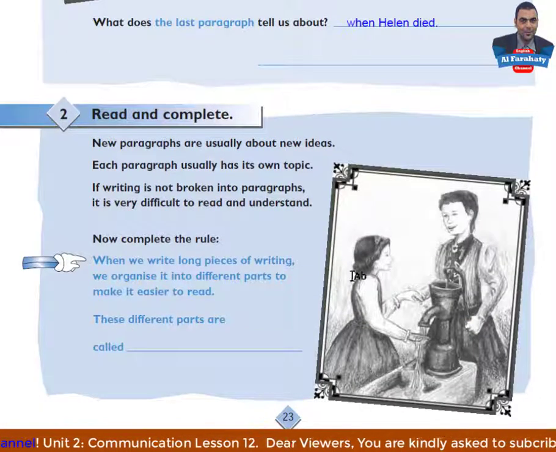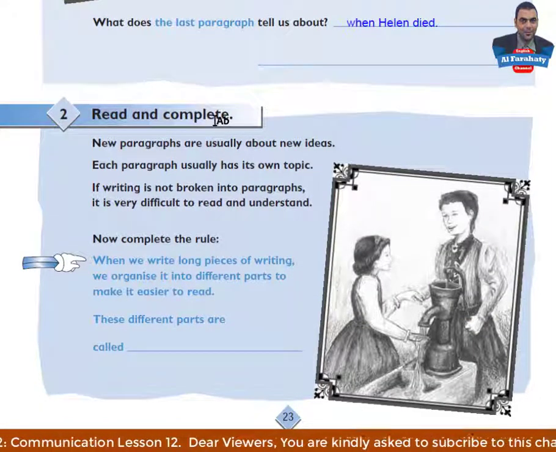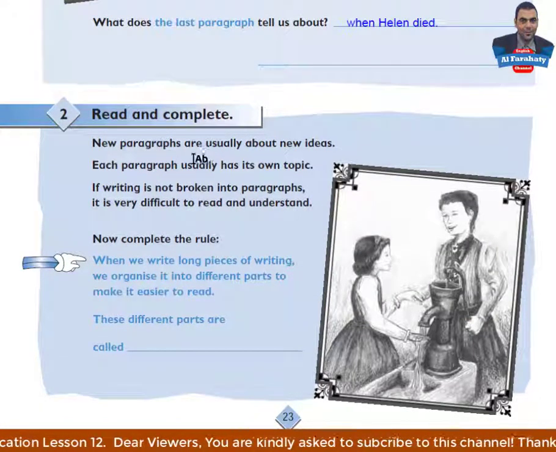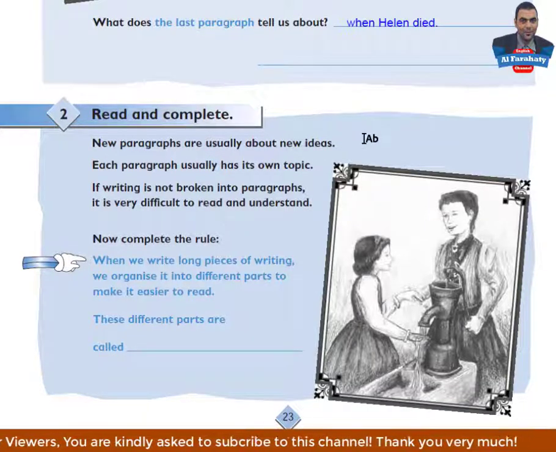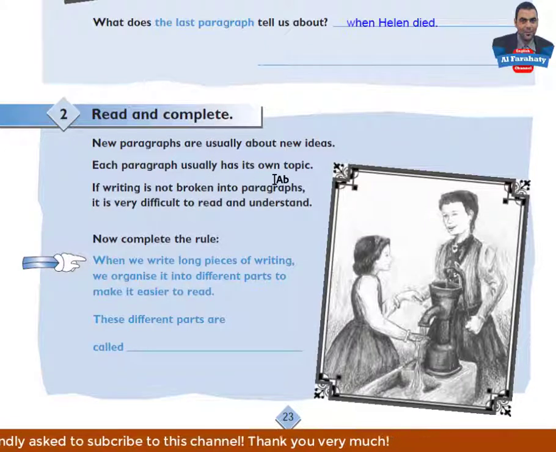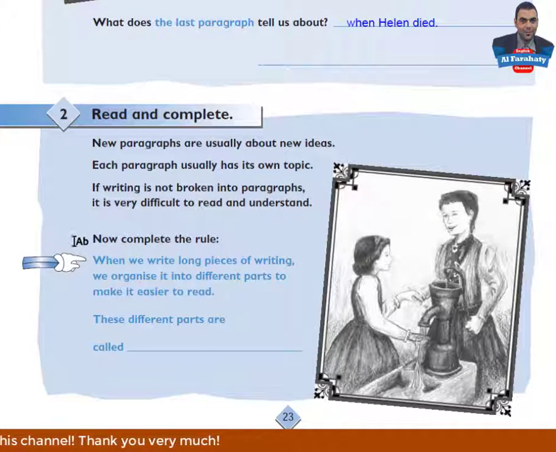Activity 2. Read and complete. New paragraphs are usually about new ideas. You have to know that. Each paragraph usually has its own topic. There is a main topic in each paragraph. If writing is not broken into paragraphs, it is very difficult to read and understand.